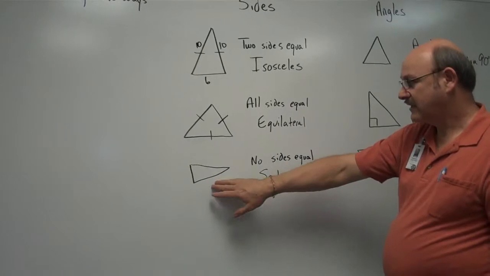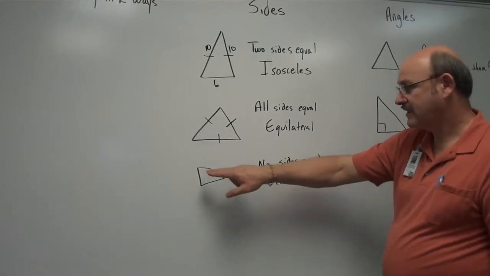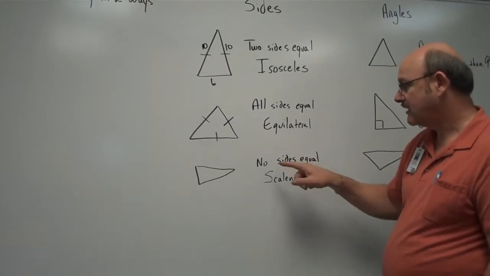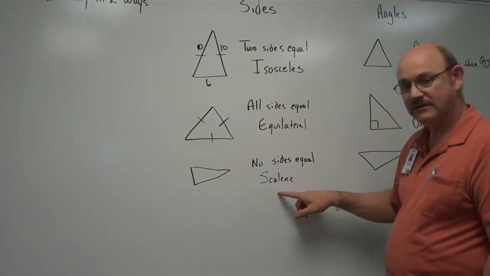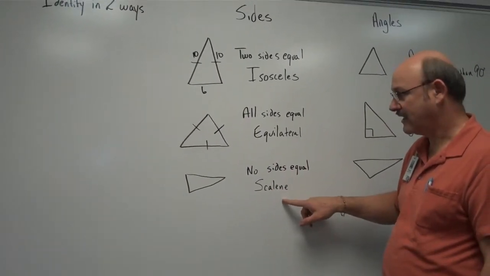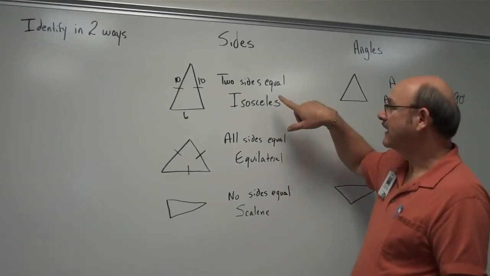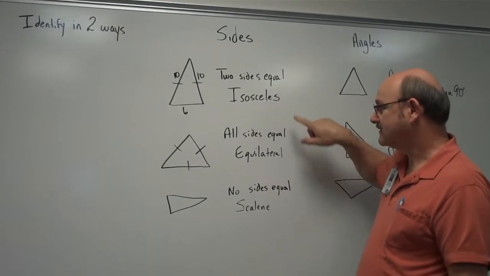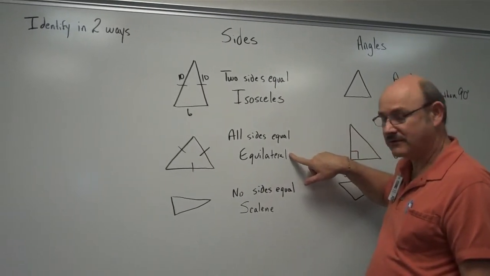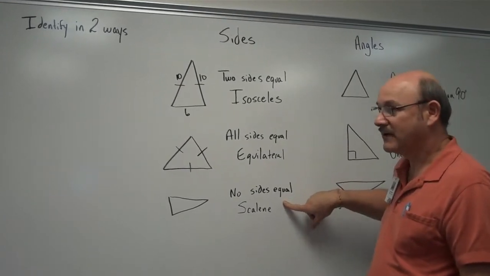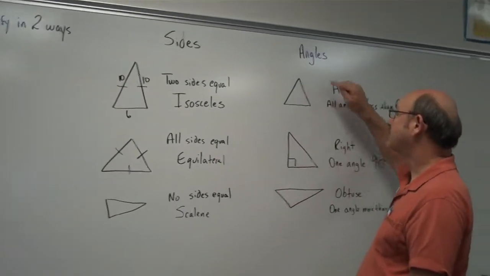And our last one here, there's no tick marks. That indicates that none of the sides are equal. They all have a different measure. If no sides are equal, then this is called a scalene triangle. So to identify a triangle by sides, we have two sides equal, isosceles; all sides equal, equilateral; no sides equal, scalene. The second way to identify a triangle is through its angles.